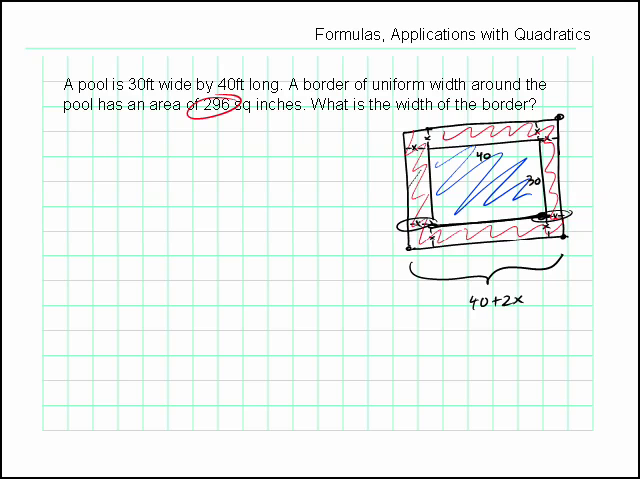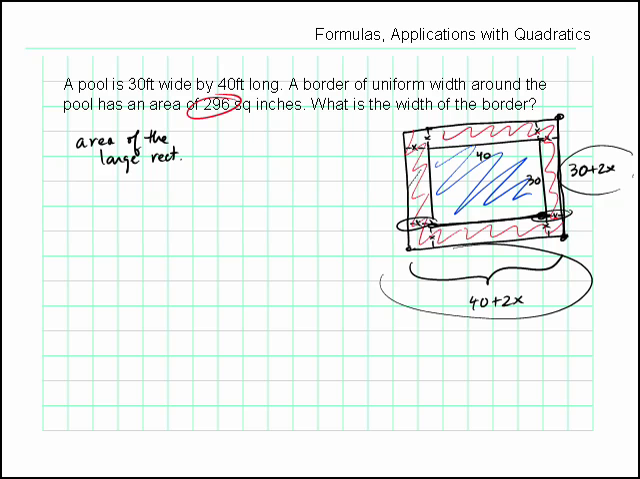From here to here would be 30 plus 2x. So the area of the large rectangle is the length times the width. The area of the whole thing is 40 plus 2x times 30 plus 2x, length times width. Area of the entire pool plus the border.